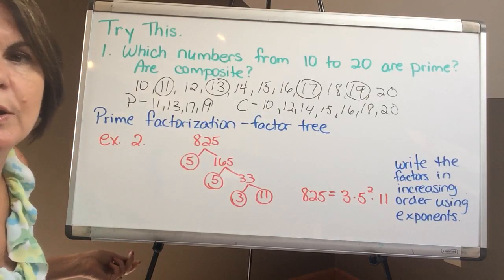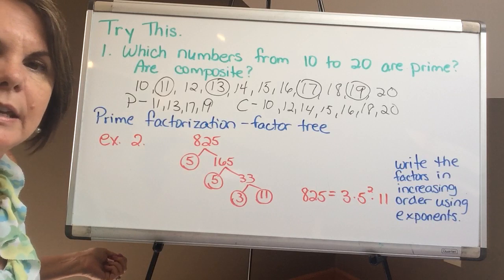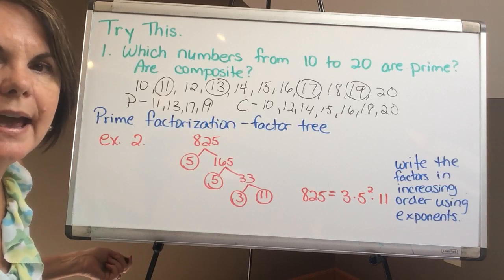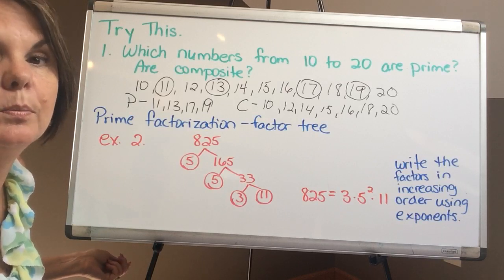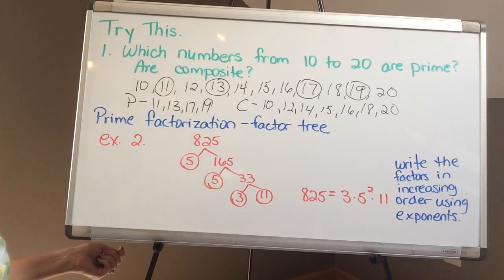Prime factorization, we call these factor trees. And you keep breaking them down until you only have prime numbers left. That's why it's called prime factorization. We factor till we're prime. So take a look at example 2.